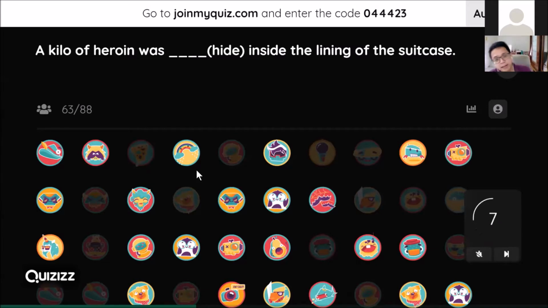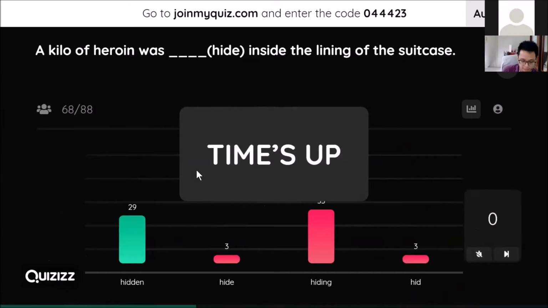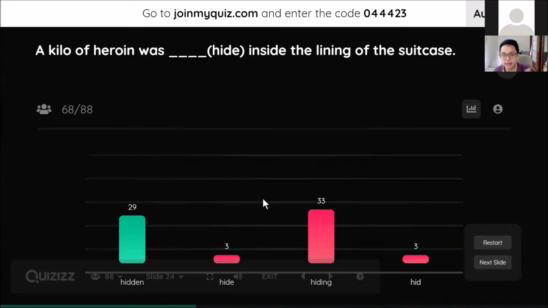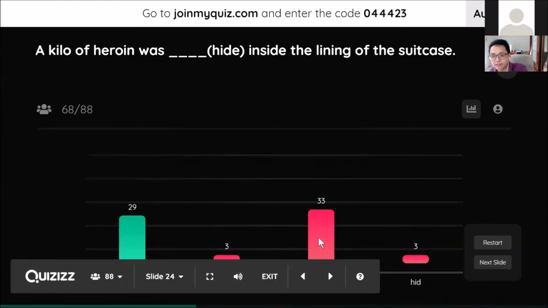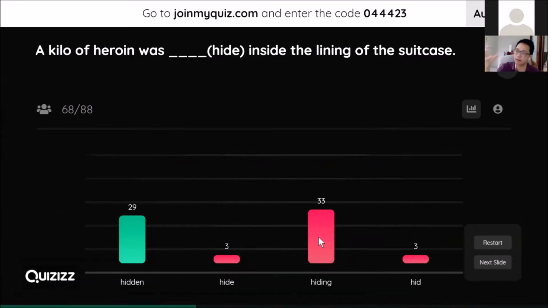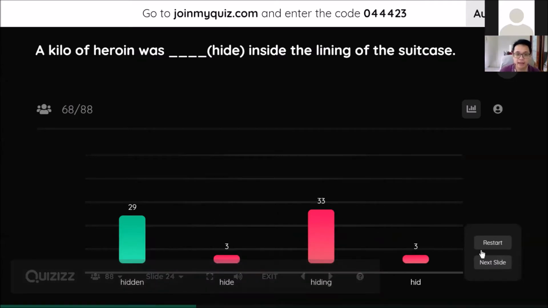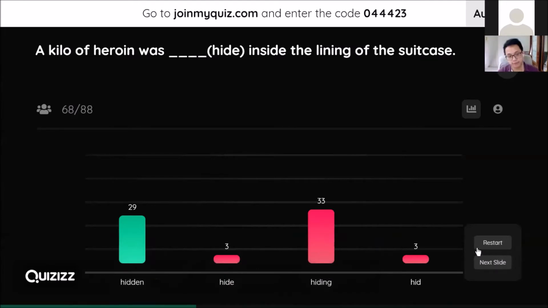Okay, a kilo of heroin was inside the lining of the suitcase. So heroin is drugs. It's a type of drugs. So this heroin, you can see this heroin hiding inside the lining of a suitcase. You cannot hide inside. 它不能主动躲在里面，它是被人家藏在里面。OK，如果它被人家藏在里面，它是被动的。它被动的话用 past participle. So the answer is hidden. The answer is hidden. Hide, hid, hidden.